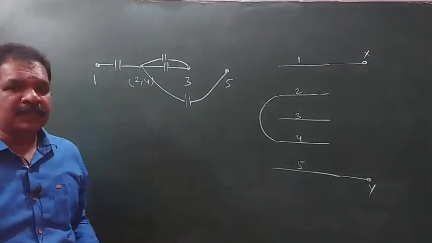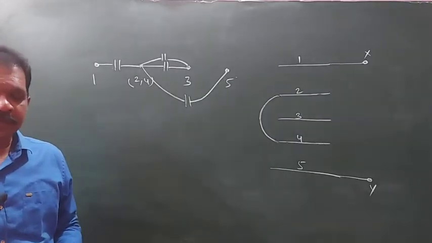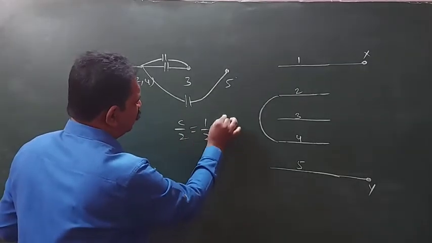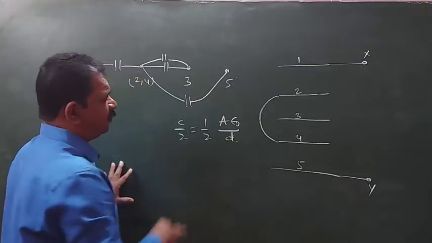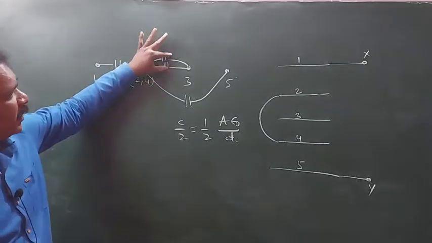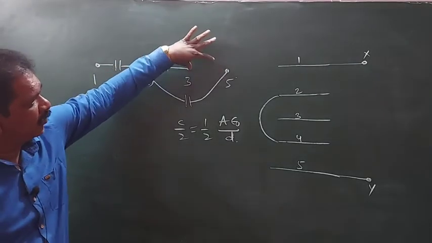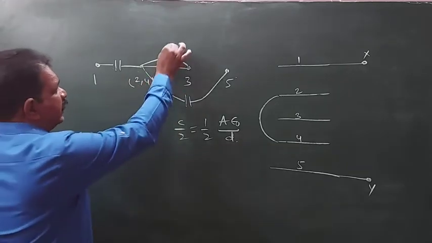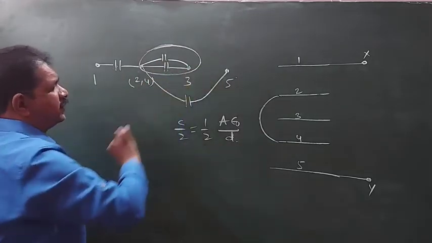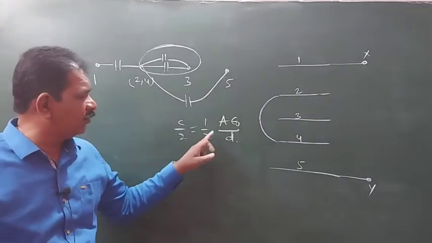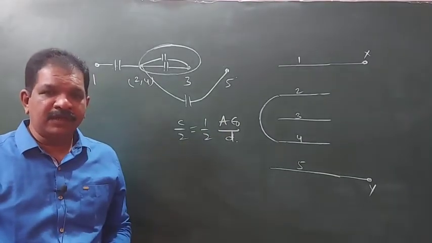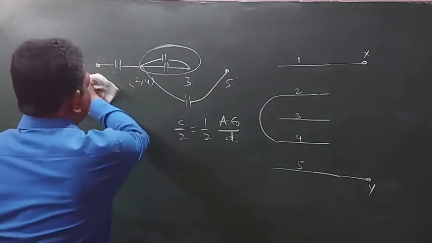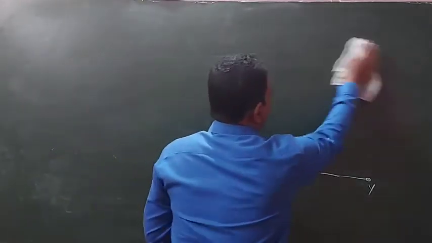So 2 capacitors means C by 2 in series. So 1 by 2 A epsilon naught by D will be the answer. This is ineffective because it is not connecting to this. Charge will not store in these two. These two are redundant here. So only these two will be there. So that's value 1 by 2 A epsilon naught by D. Like this we will get the values. Understanding? Next.